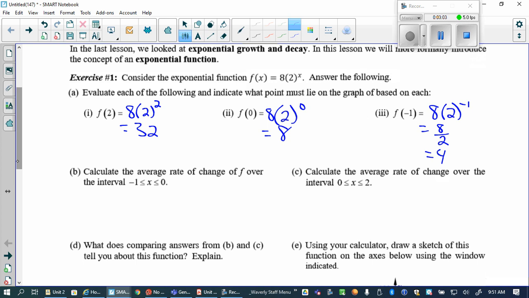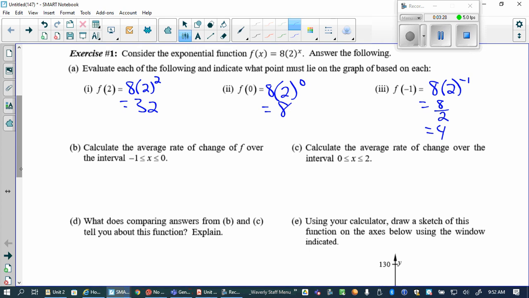You remember how to do rate of change? It's the new output minus the old output over new input minus old input. So here are the inputs. From negative 1 to 0 is what they want the rate of change over. So we need f of 0 minus f of negative 1, over 0 minus negative 1.